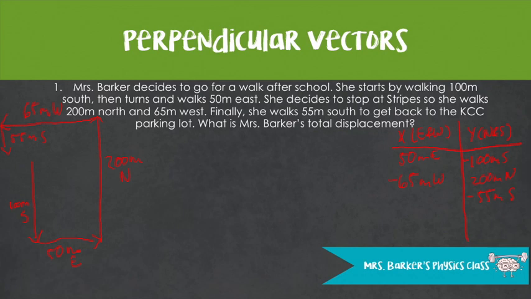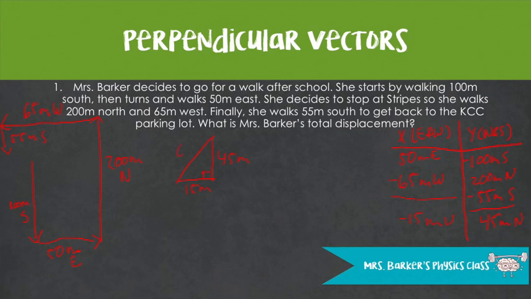So 50 minus 65, that's going to be negative 15 meters. Remember that all that negative sign does is tell us the direction. Over here, similarly, I have 200 minus 155, so that should give me 45 meters north. This would be west. Okay, so if I draw that triangle, I have 15 meters in the x direction and 45 meters in the y direction. And now I can solve for my hypotenuse.